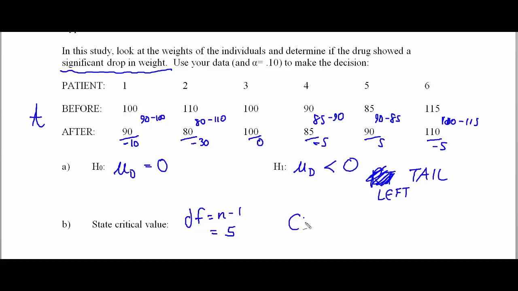And so my critical value is going to be negative 1.476. And you have to put the negative there because this is a left tail. If you chose right tail, you would have had a positive 1.476, but this is left tail, so it's negative 1.476.